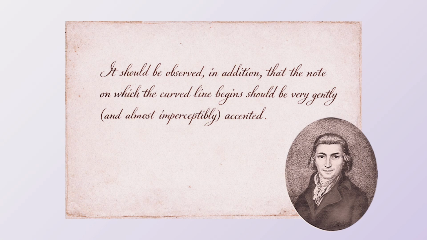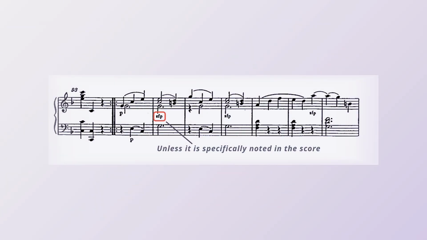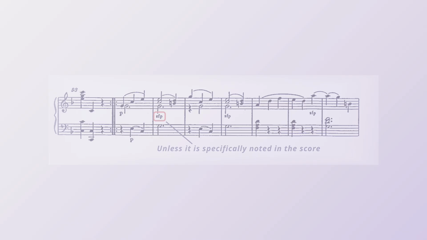It should be observed, in addition, that the note on which the curved line begins should be very gently and almost imperceptibly accented. The first note of a slur indicates the natural point of phrasing emphasis. Within the context of phrasing, this slight stress should arise from the natural contour of the musical line, much like the natural accent in singing, not from any deliberate or mechanical articulation.